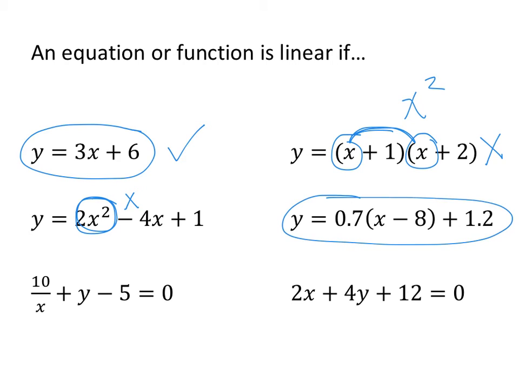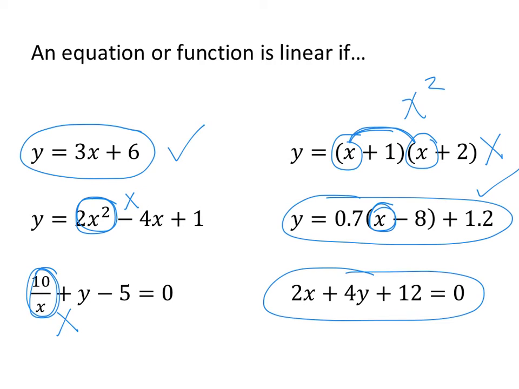This equation is linear. Even though we have brackets, we're not going to have any x squareds. So this still works out. This equation is not linear. Dividing by x means that it's not linear. Lastly, this equation, even though it's not in y equals form, is still linear. I see 2x, but not an x squared or dividing by x. And even though there are 4 y's, that still works too.